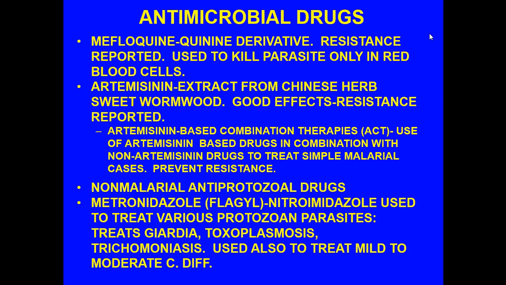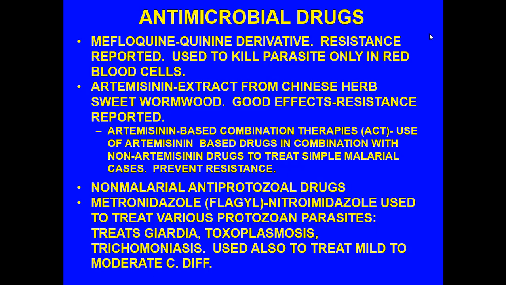Now, there was an intriguing piece of information coming from an extract from a Chinese herb, sweet wormwood. This was called artemisinin. The researcher who did the work was looking at whether any of the active compounds in ancient Chinese medicine were really having an effect. And she found that the Chinese herb, sweet wormwood, had one. It was called artemisinin. It provided good effects. Sadly, resistance is also being reported now, particularly in areas of Southeast Asia.